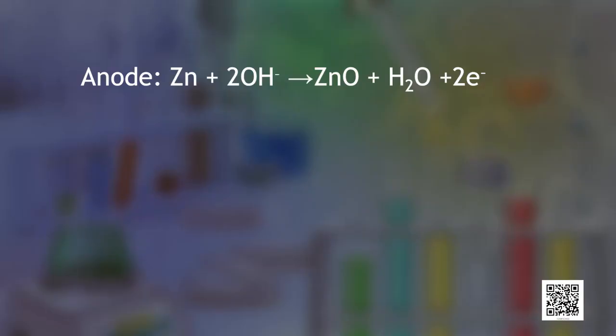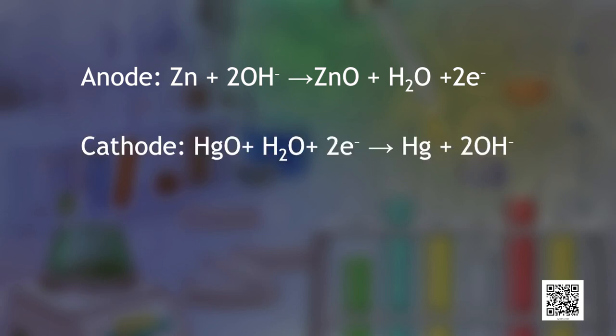The electrode reactions for the cell are: at anode, zinc reacts with hydroxide ions to give zinc oxide and water with the loss of 2 electrons, while at cathode, mercury oxide reacts with water and gains the electrons to form mercury with hydroxyl ions.